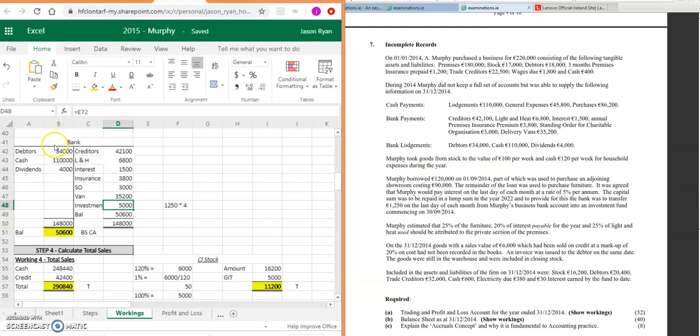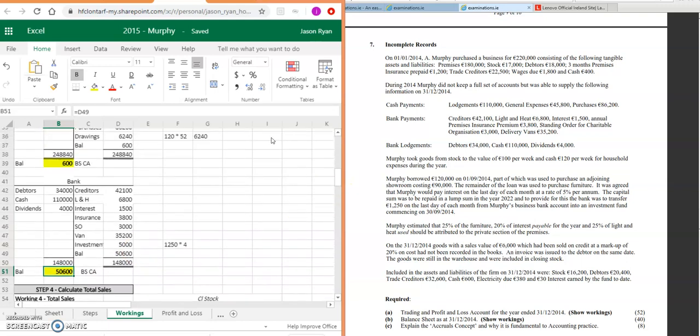So what you're going to do is add up the debit side, add up the credit side, take one away from the other, and you're going to get a balancing figure. So we got a balancing figure here when we add up the debit, take away the credit, of 50,600, and that's going to be your bank figure that goes into your balance sheet. And the previous one for your cash, 600, is going to go into your balance sheet then for cash.